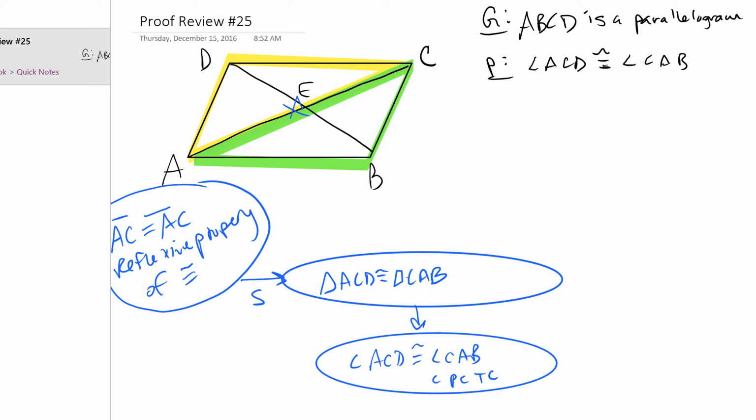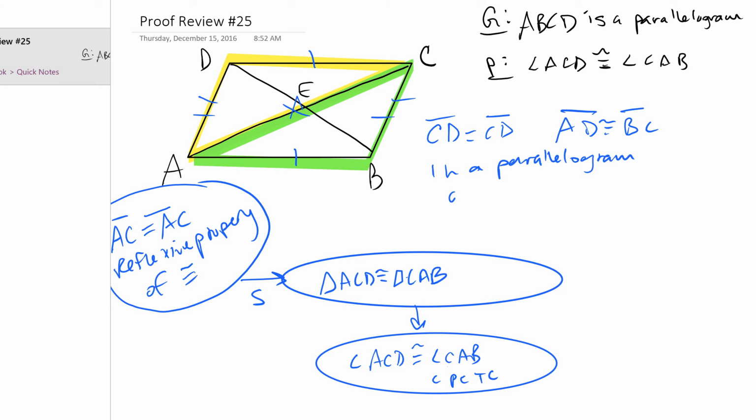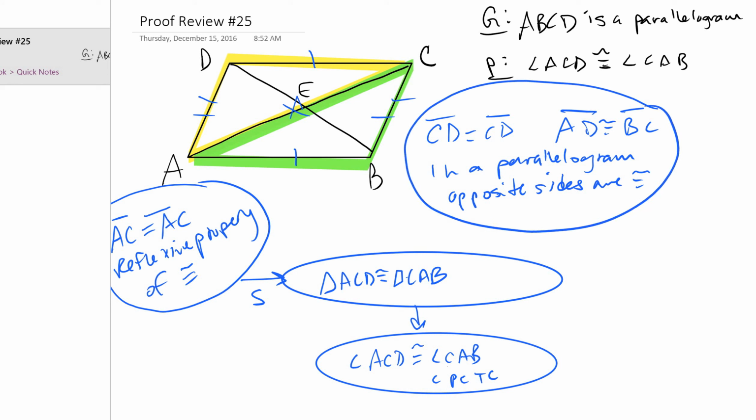The next thing we know is that if this is a parallelogram, the opposite sides are going to be congruent. So I can say that CD is congruent to CD. I can also say that AD is congruent to BC. And since both of those are for the same reason, we don't have to draw two separate circles. And we can just say in a parallelogram, opposite sides are congruent. And this is actually going to tell me two things. So I'm going to draw two arrows, both of which are sides. So this is proven by side, side, side.